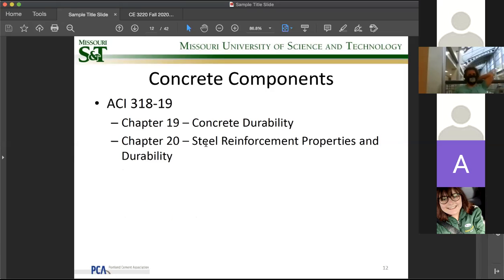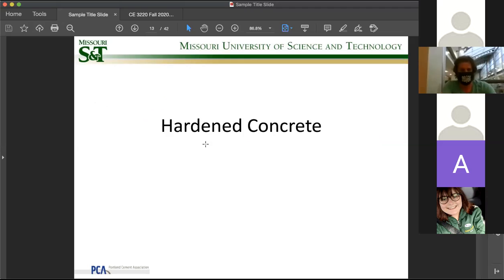Now, in terms of concrete, if we want to look at the properties of concrete and make sure they're following the standards needed for the design code, chapters 19 and 20 are the ones we're looking for here. So if you go to your ACI code book, chapters 19 and 20, you can find all the code related information here, okay? All right.